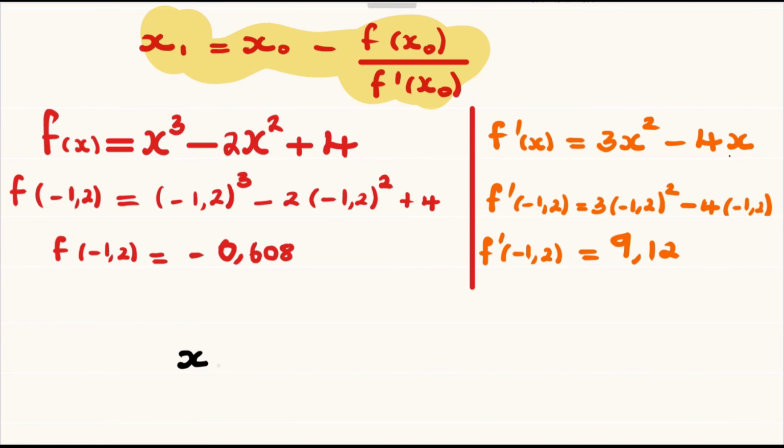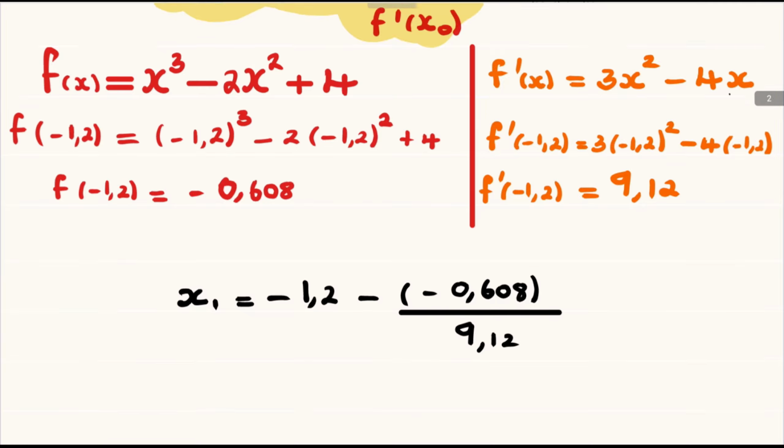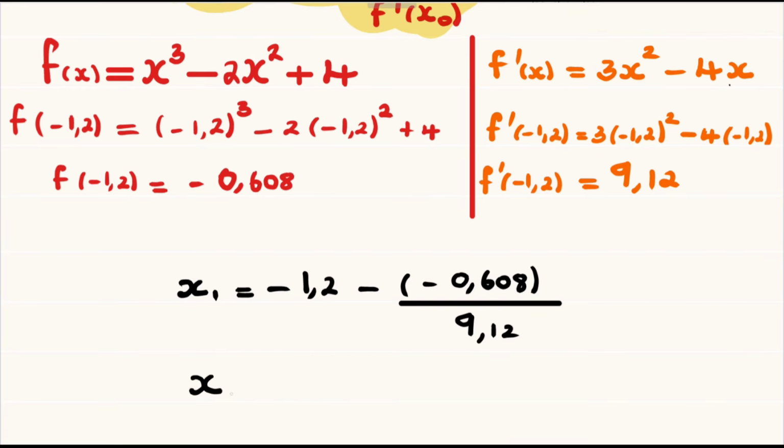So our x1 will be equal to x0, which is negative 1.2, minus f of x subscript 0, which is negative 0.608, divided by f prime of x subscript 0, which is 9.12. So our x1 will be equal to negative 1.133.